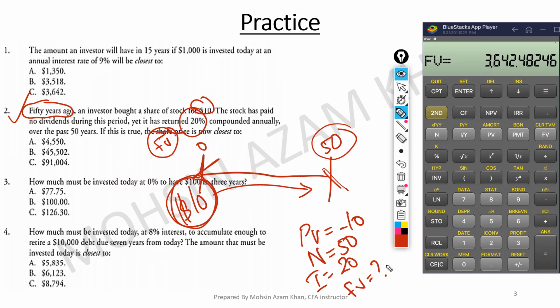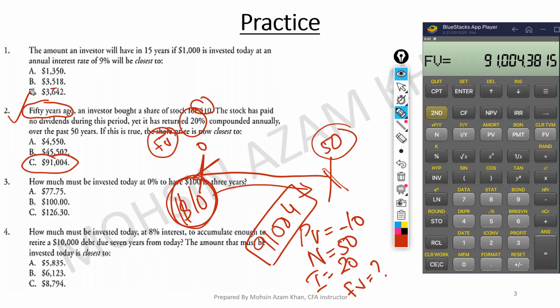So I'll do that for you. First, again, I'll click CE/C. I'll do second, clear TVM. So everything is clear. I'll click 10 and minus sign. Then I'll click PV. Then I'll click 50 and then I click N. Then I'll click 20. Then I click I/Y. Then I'll click 0 payment and compute future value. I'm getting 91,004 after 50 years, which is C.